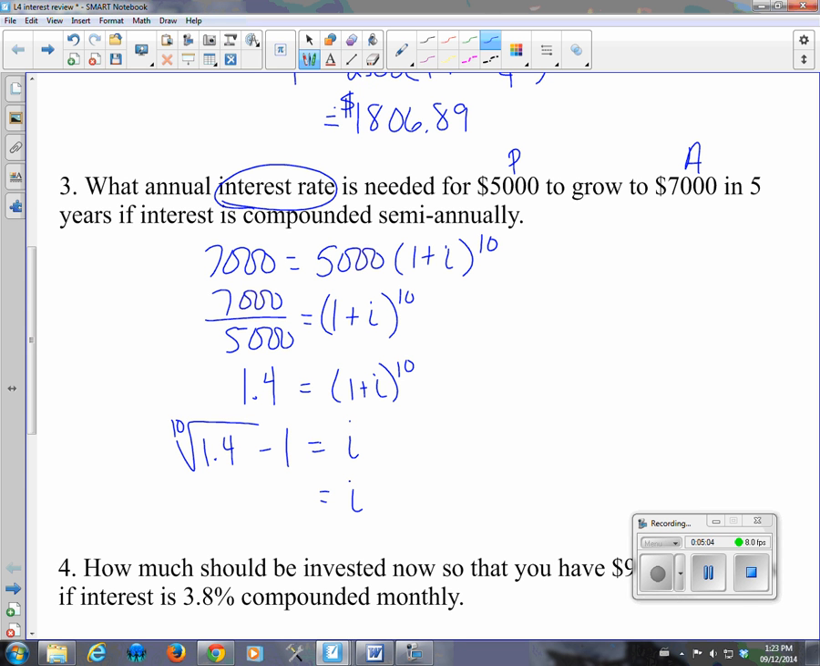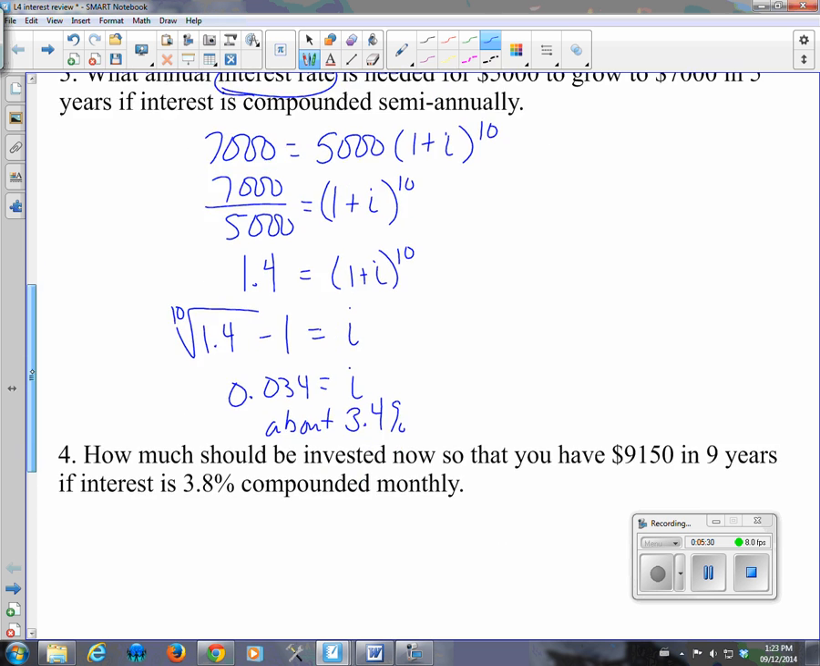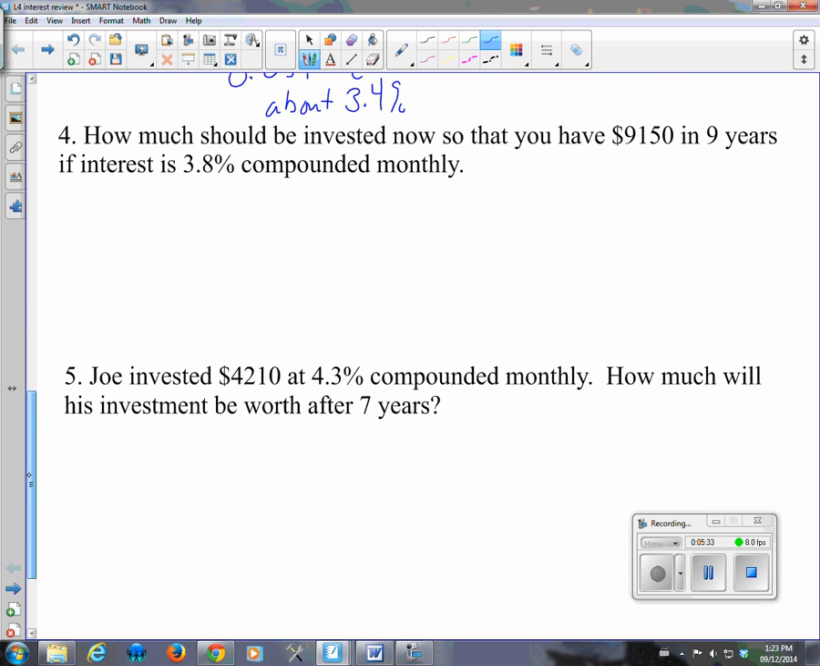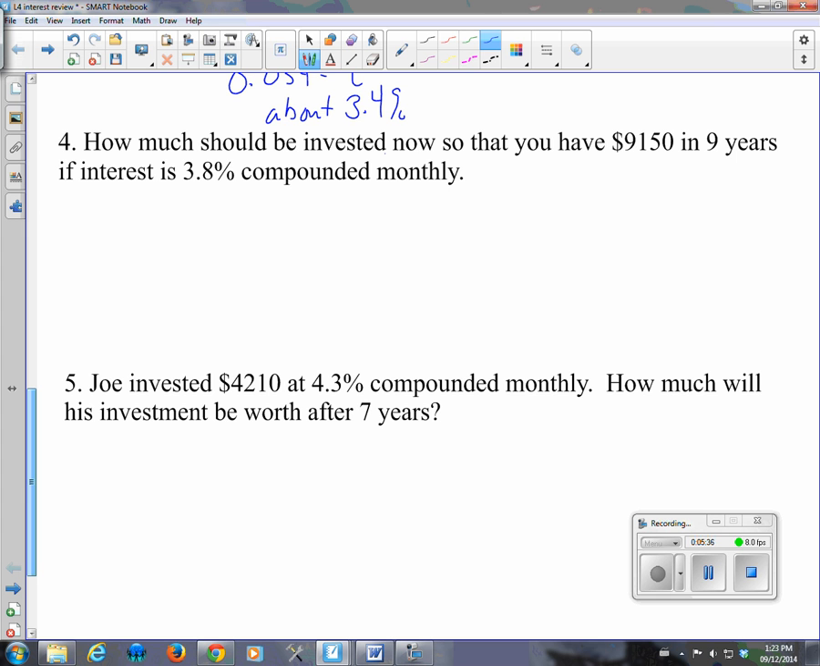Once I get my calculator working, there we go. 10th root of 1.4, minus 1 is 0.034, so about 3.4%. And last one, oh, I lied, there's two more. How much should be invested now so that you can have $9,150 in 9 years if interest is 3.8% compounded monthly? So that's the amount I'm going to have in the future.